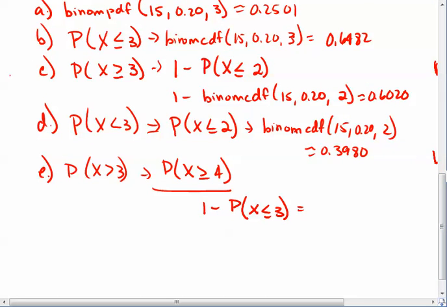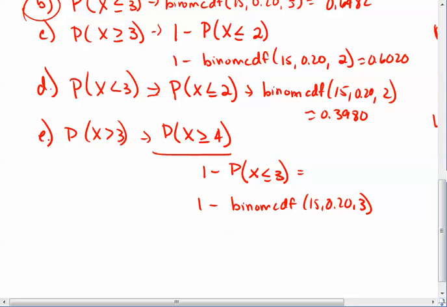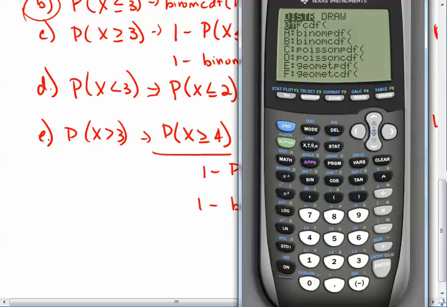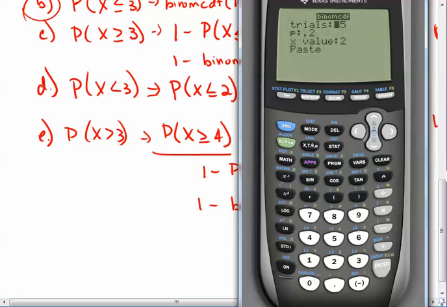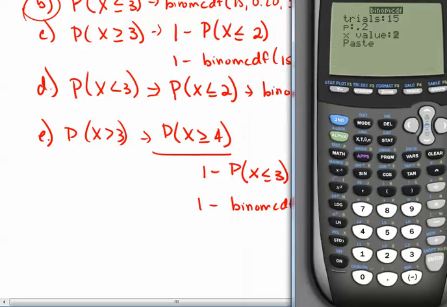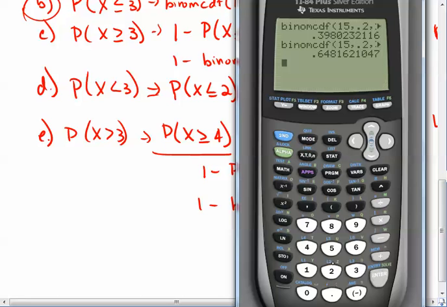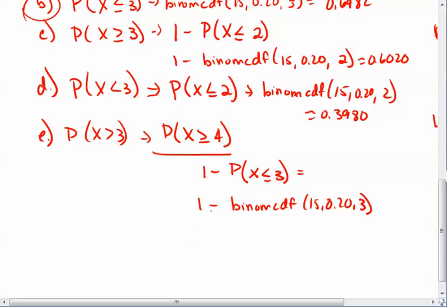In part B, so we're going to do 1 minus binom CDF 15, 0.20, and 3. When I do that in the calculator, binom CDF, and we're doing 15, 0.2, and 3 again. Press enter. 1 minus that answer would be 0.3518.